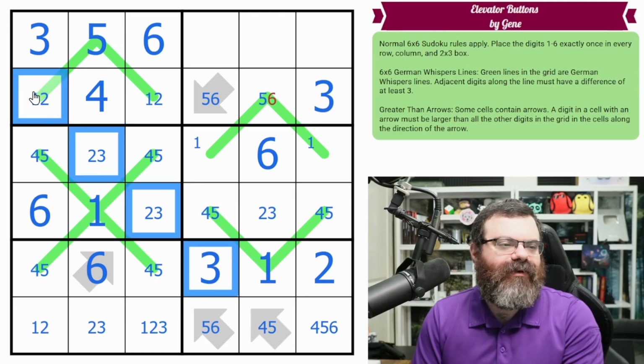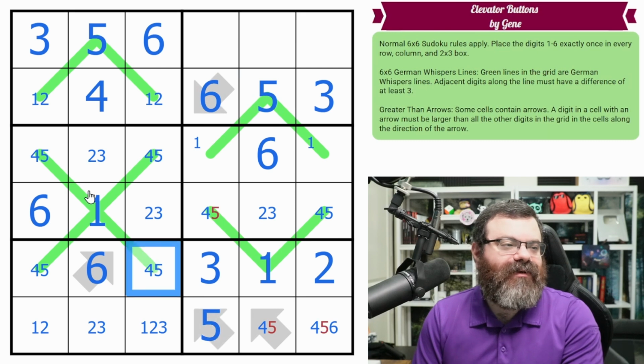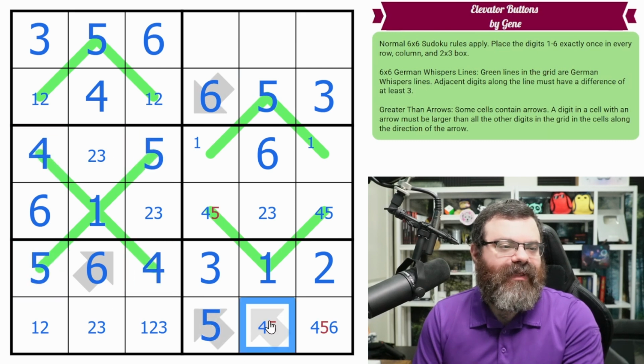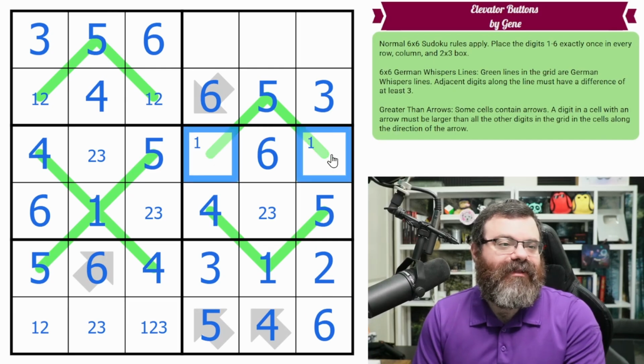Oh, so we're not exceeding 3 along this diagonal anyway. This is 5, this is 6, this is 5. Remember, that does force this to be 4, 4, 5, 5, like that. That's our 4, that's our 4, that's our 5. We get a 6. All right, we're actually done with 5s and 6s. We're almost done with the puzzle.